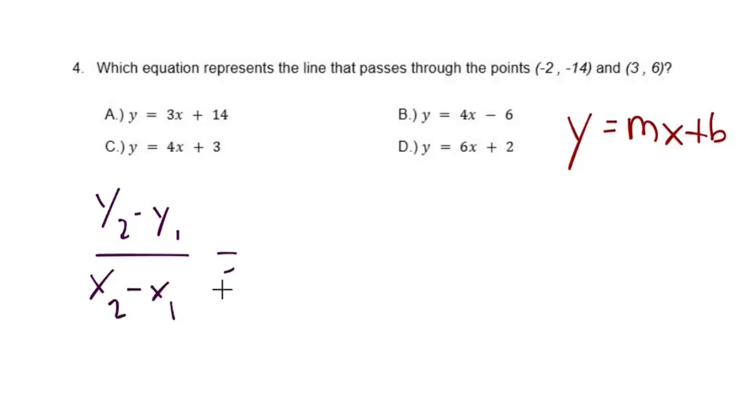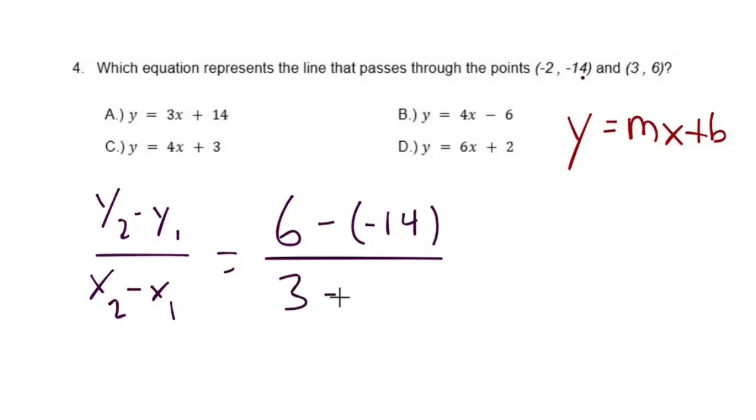If we just plug in, it doesn't matter which order you go in as long as you maintain that order. We can start with -14 for y2 or with 6. I'm going to start with 6 first, so let's plug that in. So 6 minus -14. Don't get tricked by the double negatives. Make sure you simplify that. And then we have x2 minus x1, so 3 minus -2.